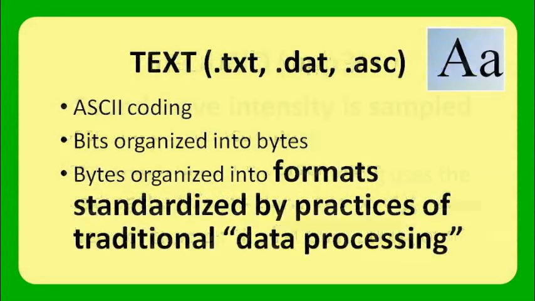Text files contain the kind of ASCII coding that you've become familiar with. The formats of these, that is how the bits formed into bytes and how the bytes are formed into larger collections of information, have been standardized by the practices of what's known as traditional data processing, that was commercialized in the 50s and was the mainstay of the use of computers all the way through the 1990s.